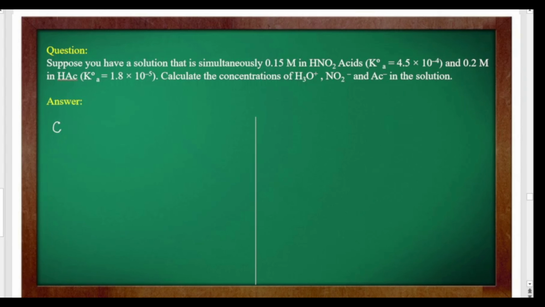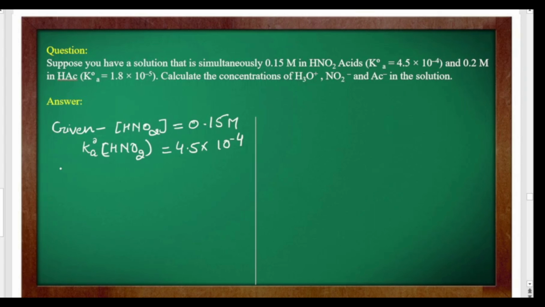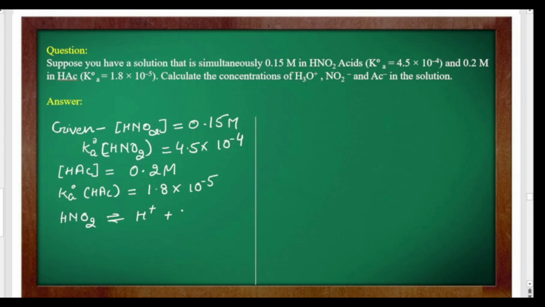In the above question, the given nitrous acid concentration is 0.15 molar. The dissociation constant of nitrous acid is 4.5 multiplied by 10 raised to power minus 4. Acetic acid concentration is 0.20 molar. The dissociation constant of acetic acid is 1.8 multiplied by 10 raised to power minus 5. Both weak acids are present in solution.